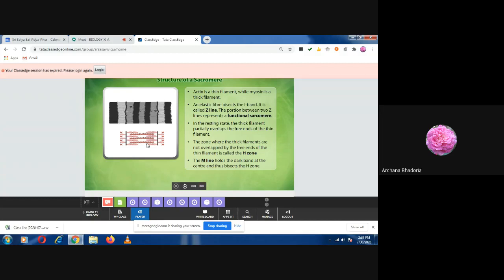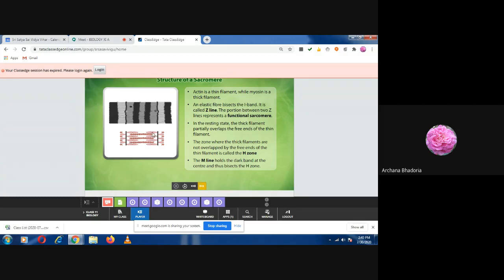What is it called? Speak up. Hansen's disk. Okay. Now, the distance between two Z lines, I said, is known as the sarcomere or functional sarcomere.